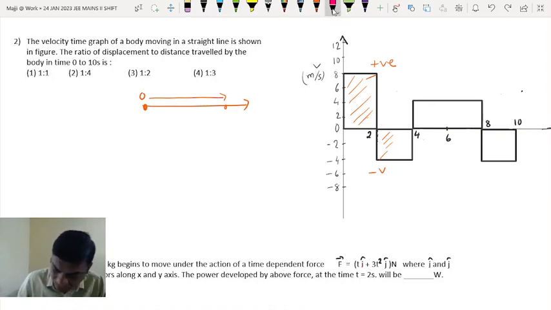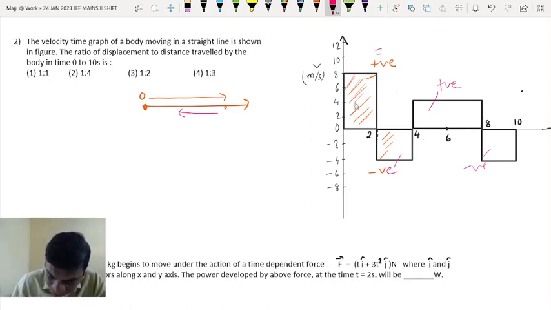Velocity is in the negative direction, so displacement will be negative. Then here again positive, negative. So negative displacement in this direction. Now let us calculate the displacements here.